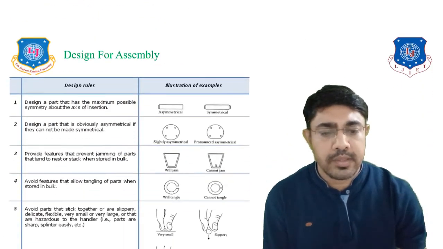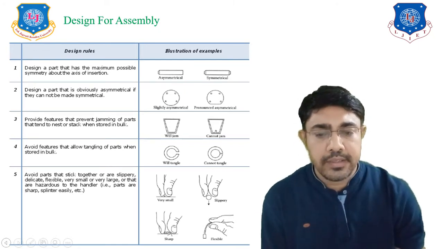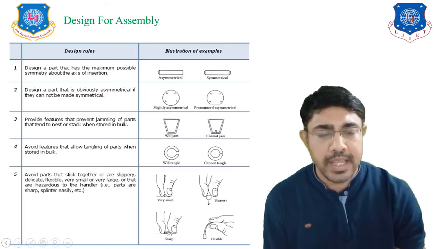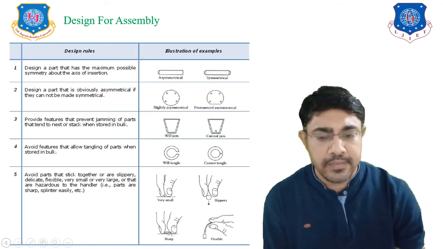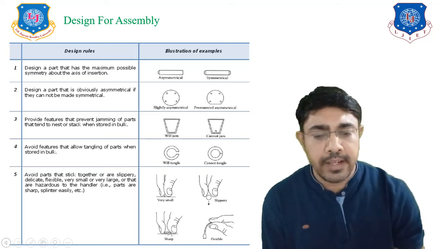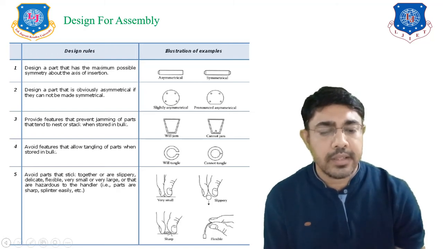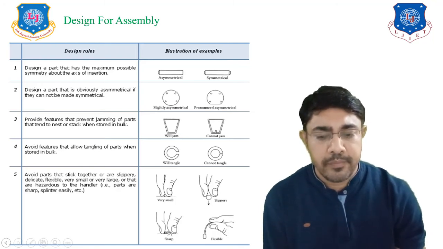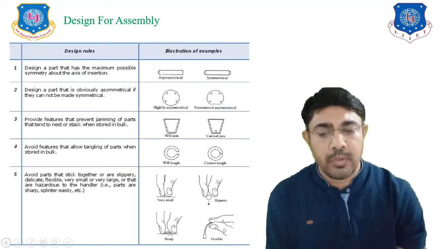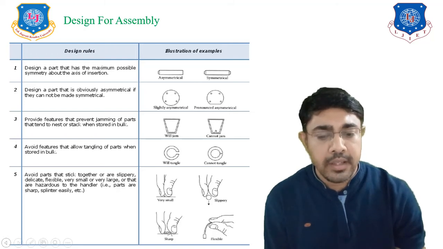So here I show some design rule pictures according to what we learned in previous slides. Here the first rule is based on symmetrical objects, as we learned in the previous slide. Third is provide the features that prevent the jamming of parts. If you look at the pictures of the third rule, a slot is provided in the bottom, so it cannot jam.